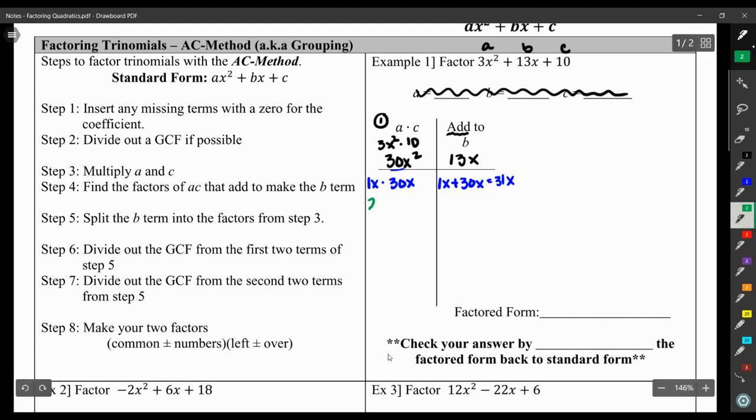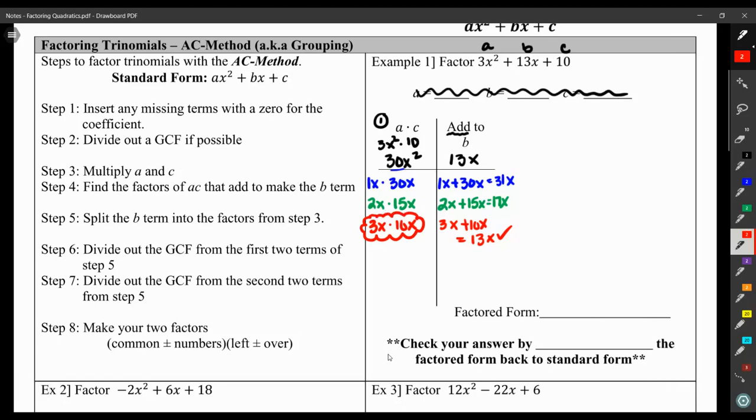Let's try the next factor, 2x times 15x. 2x times 15x does in fact make 30x squared. Now we're going to add them up and see if they make 13x. 2x plus 15x makes 17x, which again is not the correct value. So we're going to go to the next factor. The next one we have is 3x times 10x. If I multiply 3x times 10x, I do get 30x squared. Now we're going to see what happens if we add them. 3x plus 10x does in fact give 13x. So the numbers that we need to start this factoring process are 3x and 10x.